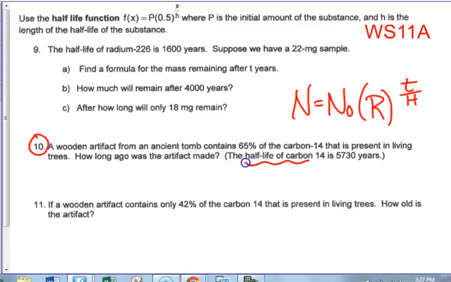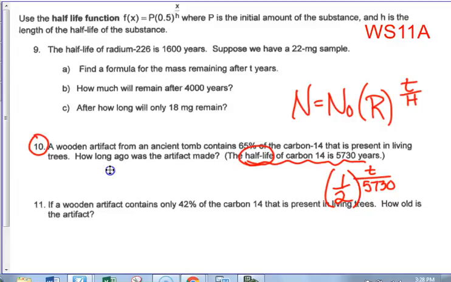First of all, it says the half-life of carbon-14 is 5730. That's going to be the H. Does that seem okay? What is the rate? The R? It is 1/2 again, 1/2 or 0.5. It says a wooden artifact from an ancient tomb contains 65% of what was present in living trees. In other words, what's left is 65%.